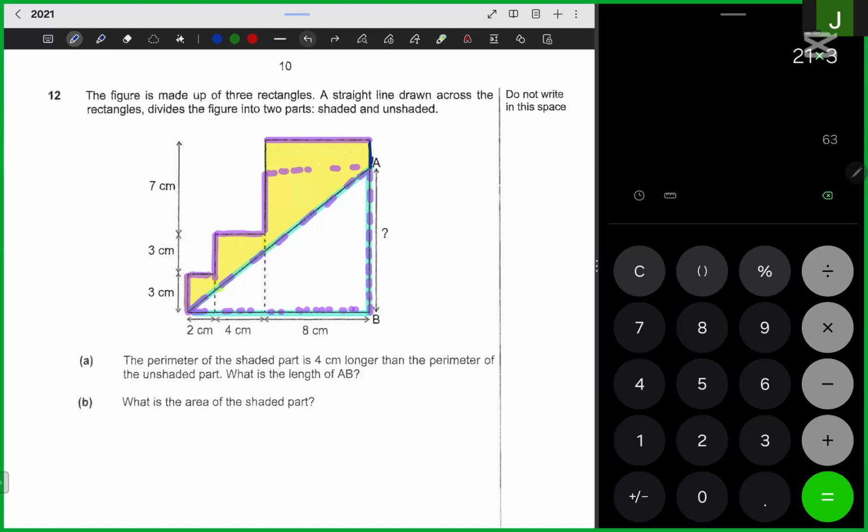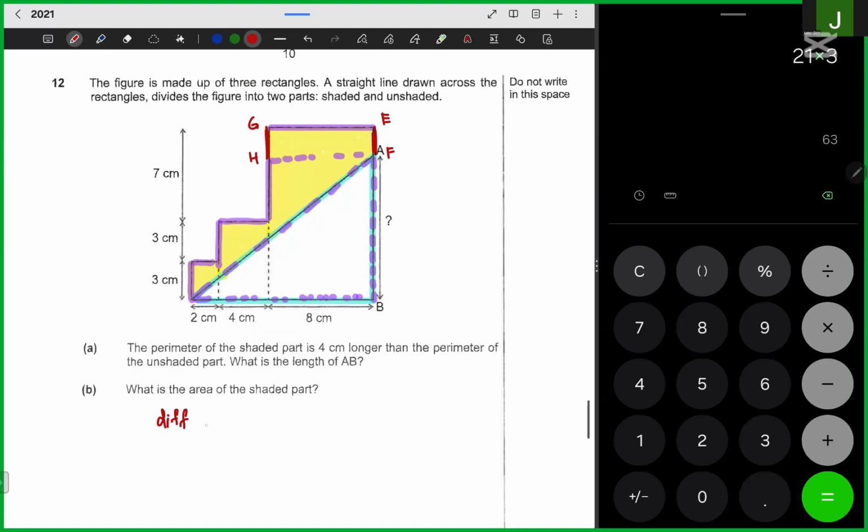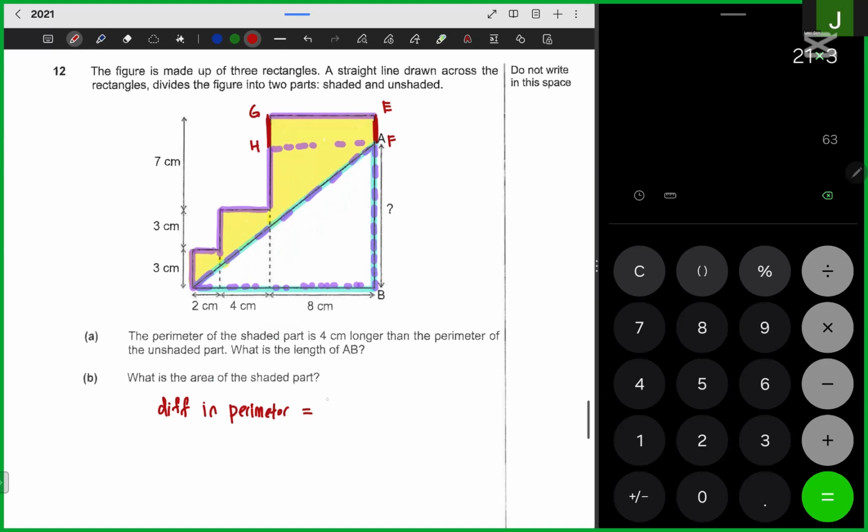So that means that the 4 cm must be here. This part, sorry, change color. 4 cm must be here and here. That is the difference in their perimeter. Let's call this EF lah, GH. The difference in the perimeter is actually the EF plus the GH, but they are actually the same, and they are 4 cm. So that means EF is actually equal to 2 cm.